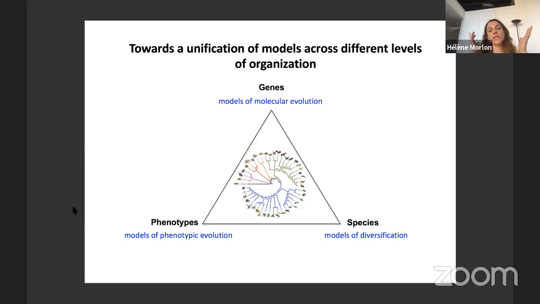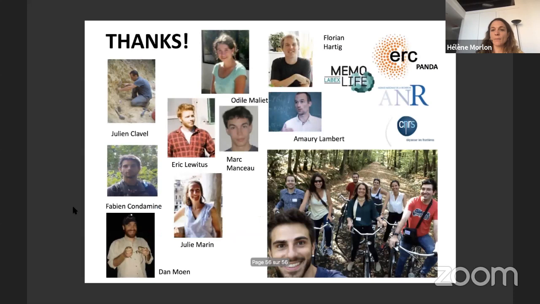And if we're able to do that, then that can really help us to have a common framework to estimate rates, and potentially also build joint models of phenotypic evolution and diversification, or molecular evolution and diversification, and so on. And we can really try to better understand also how evolution at these different levels of organization is related, and try to understand when we have a correlation between these different types of evolutionary processes, and why.